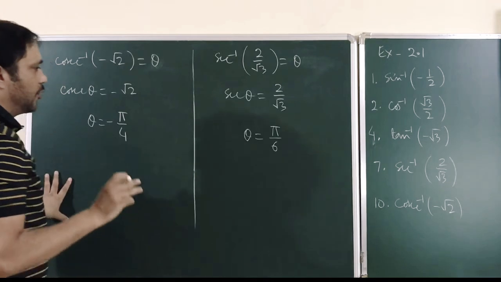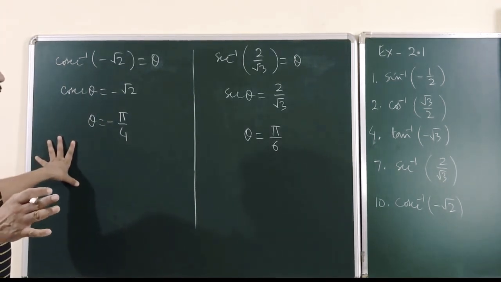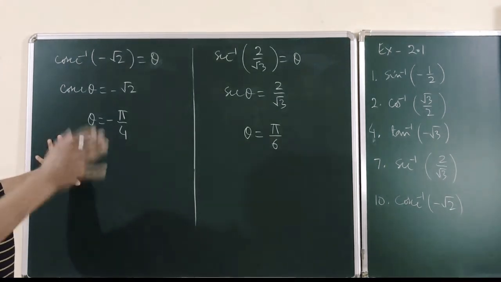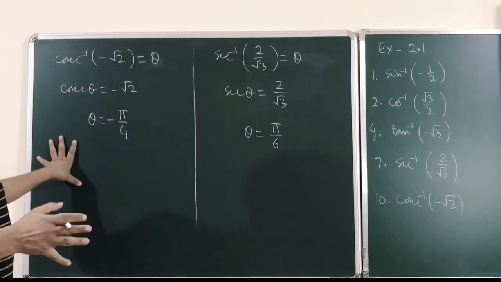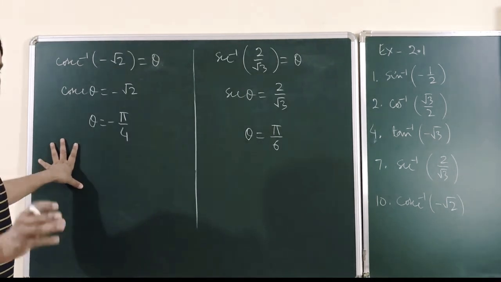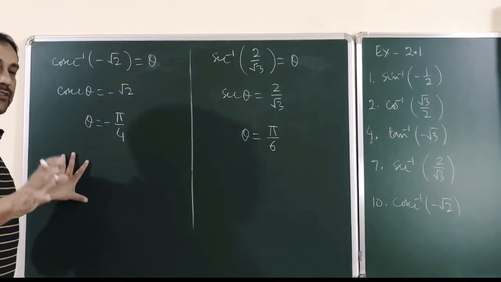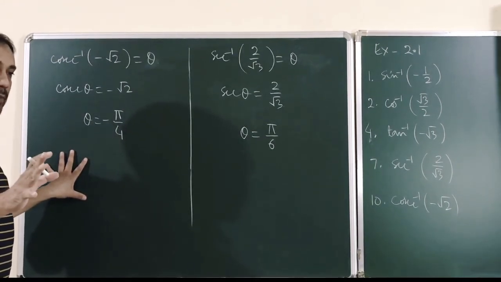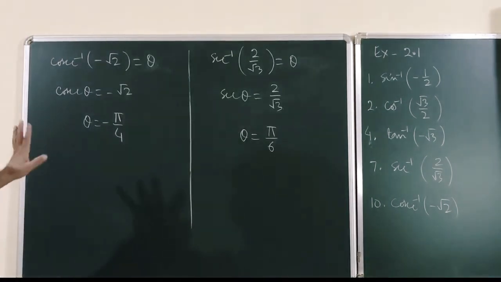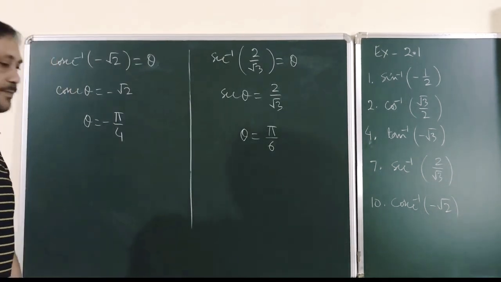Clear? You will get any number of values where cosecant theta's answer is minus root 2. But you have to get the answer between the principal domain, which we took in the beginning when we started studying the inverse trigonometric functions. The inverse of these trigonometric functions we study in a certain domain, and that domain is called the principal domain. So make sure your answer remains within those principal domains for the inverse trigonometric functions. So theta is equal to minus pi by 4; this is the answer of this one.